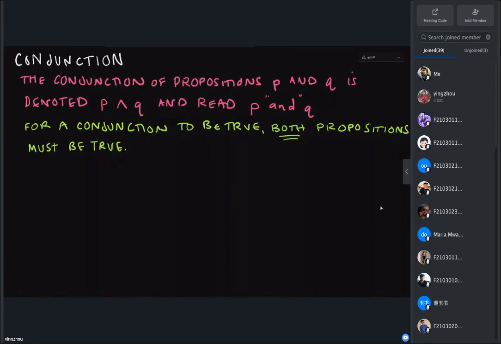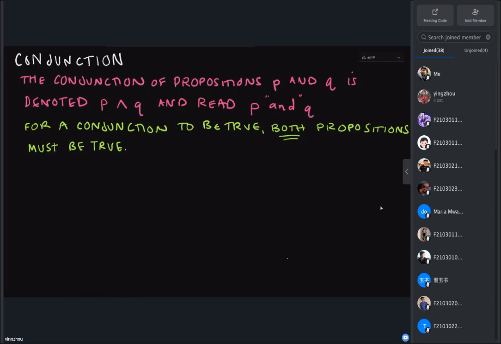Our next connective is called a conjunction. A conjunction of propositions P and Q is denoted P with the little arrowhead, Q, and it's read, P and Q. So a conjunction is an and. One way to help you remember this is that it kind of looks like a capital A if you added that little marking in the middle. The reason I bring this up is because our next one is going to be the arrow pointing down instead of pointing up. So it's good to be able to keep them straight.